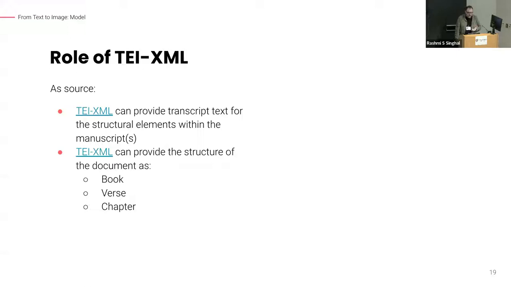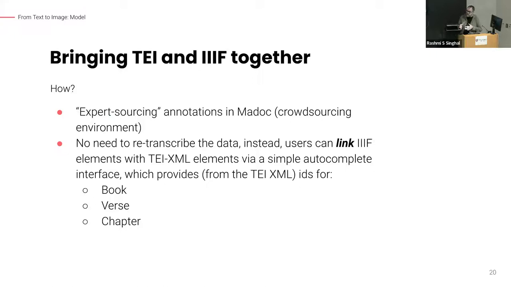We can work out which book this is, which chapter this is, which verse it is, and extract from that TEI the kind of abstract structure of a document from the markup that's already present. So what did we do? We wanted to bring these things together just using an annotation process.